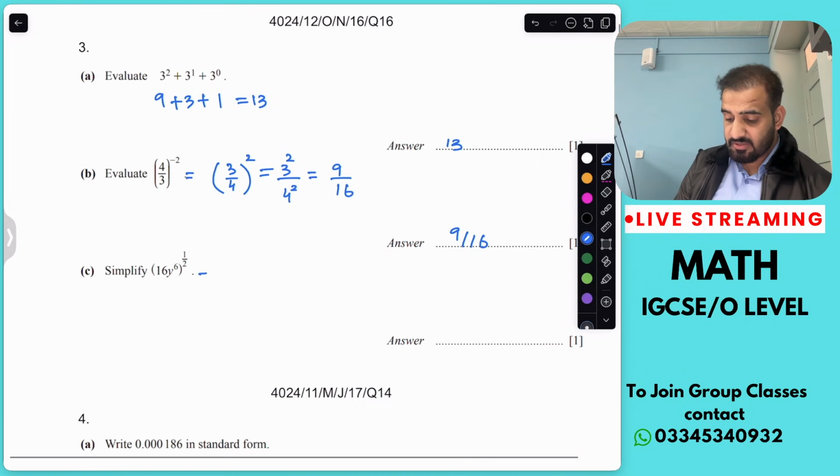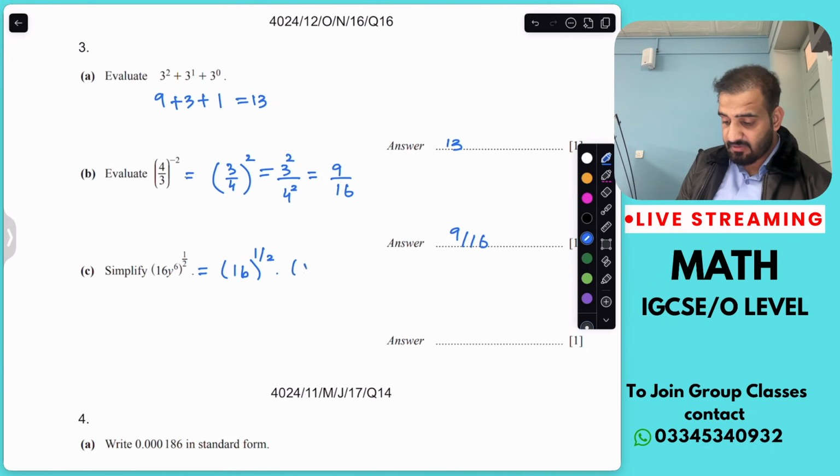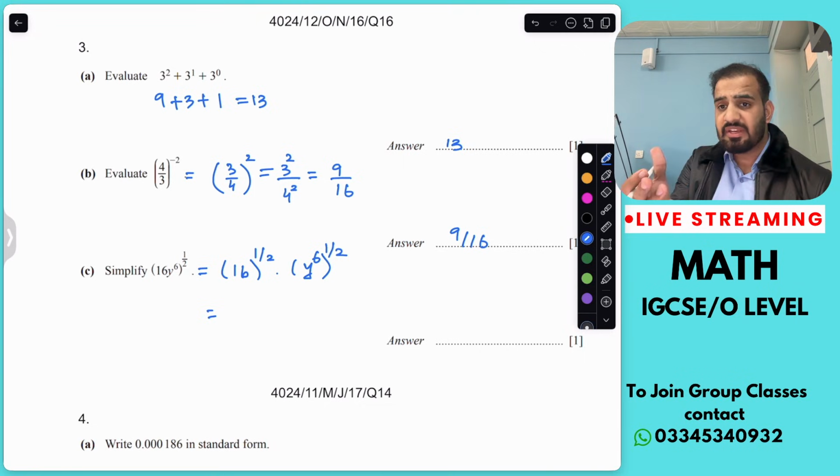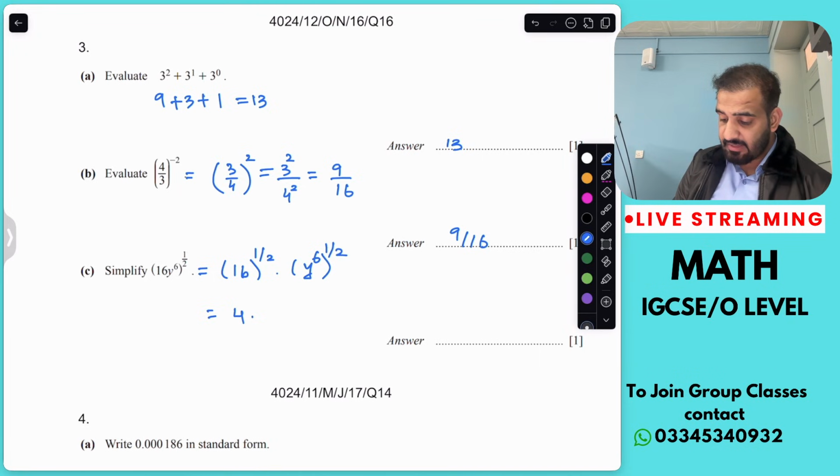Simplify this. So in this question, you split this power on 1 over 16 and y raised to power 6. So 16 raised to power 1 over 2 means it's a square root of 16. So you know it very well, what is the square root of 16? It is just 4, and then it is y raised to power 3 because 6 will be multiplied with 1 over 2. So it will be 6 over 2, that is 3.